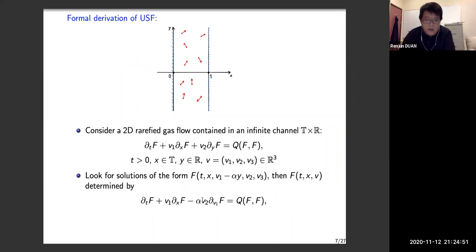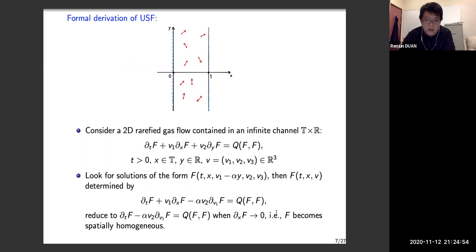So then in particular, if we look for a spatially homogeneous distribution function, then this partial x will be ignored. Then this x-dependent equation will be reduced to the spatially homogeneous one. This is the exact equation we are going to study. So this is quite a formal, immediate derivation of the uniform shear flow for the Boltzmann equation.